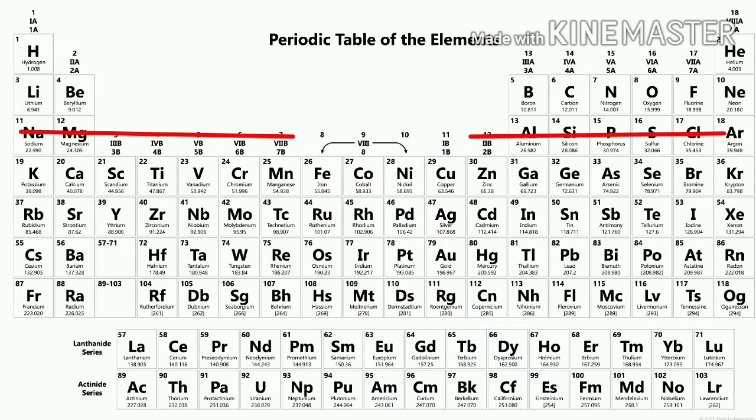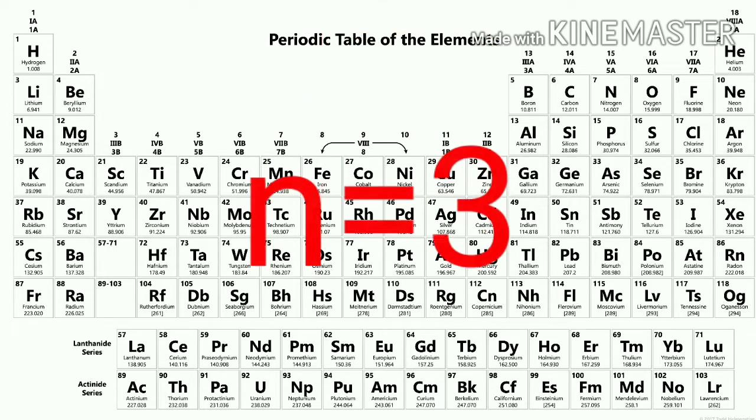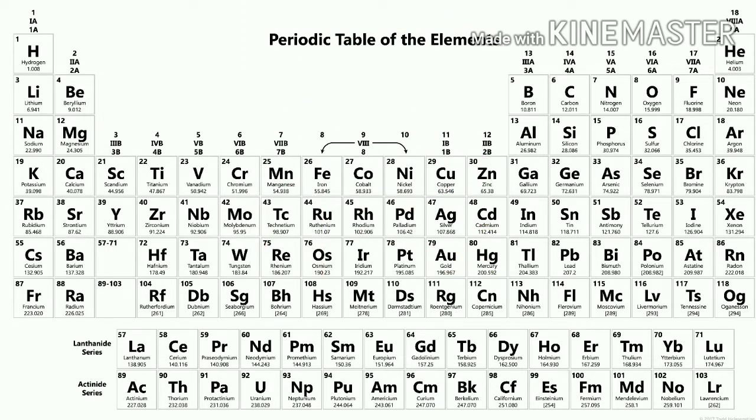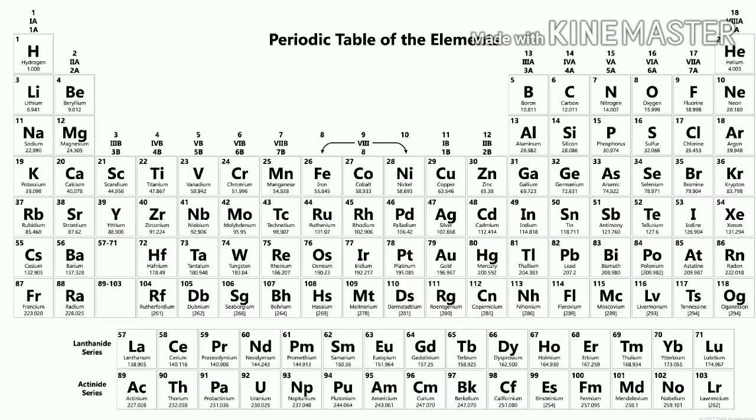This period corresponds to the third energy level, that is the M shell. For the M shell, the principal quantum number n is equal to 3. This period involves the filling of electrons in 3s and 3p orbitals. This point is clearly explained with the help of the electronic configurations of the elements present in the third period.